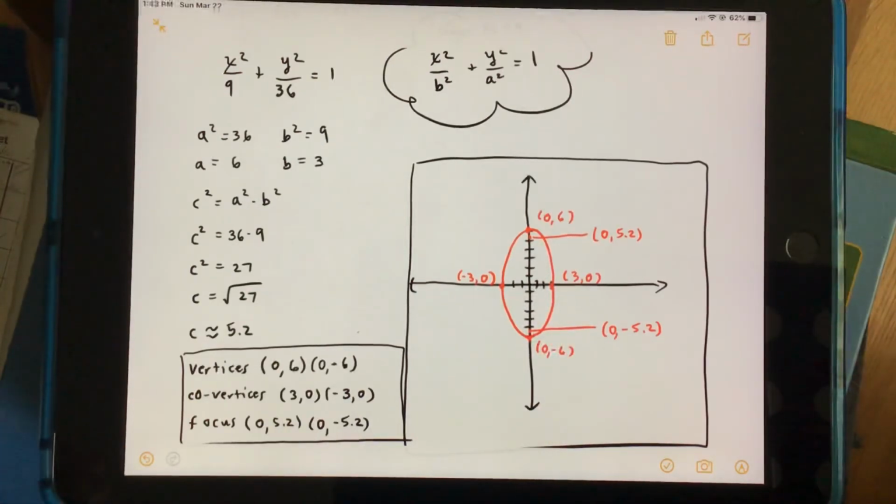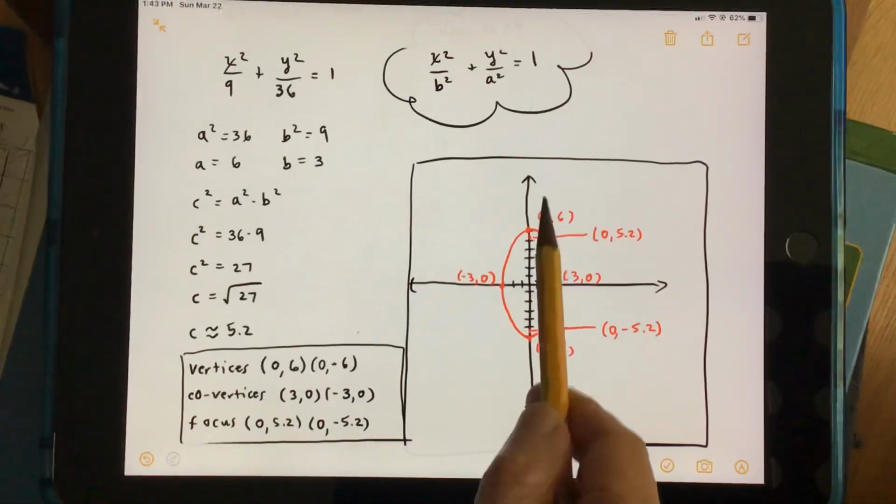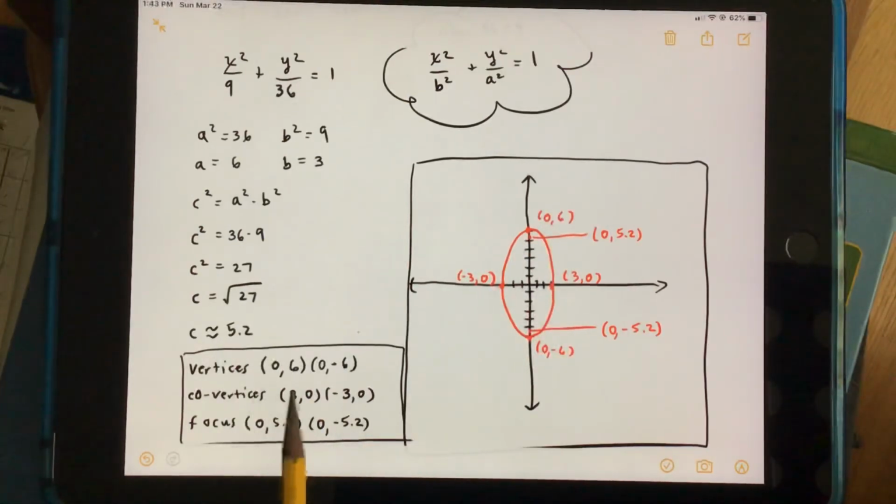So this time, my vertices and covertices are quite different numbers, and so it looks more ellipse-like when we actually graph it. Again, ellipses can look almost circular if the vertices and covertices have numbers that are fairly similar. I know that my vertices are going to be at 0, 6, 0, negative 6 because my A squared was underneath my y squared. So that means that my major axis is the vertical axis this time. That's why my y coordinates have the non-zero number.